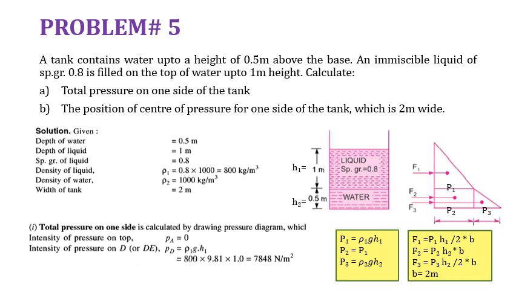So here it is given that the width is 2 meter. So B you have to take equal to 2 meter, not 1 meter. It is mistakenly written over here.